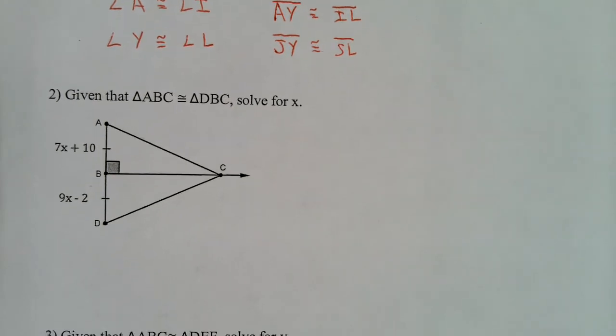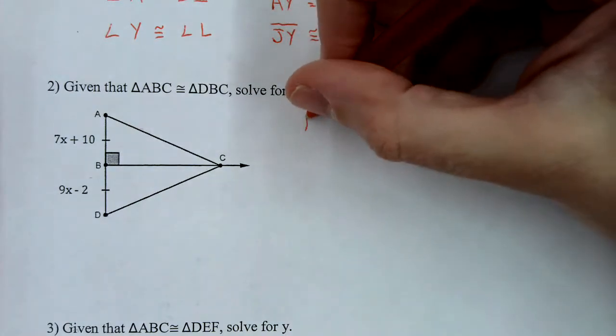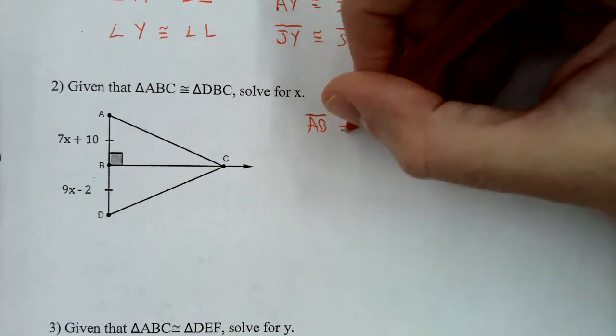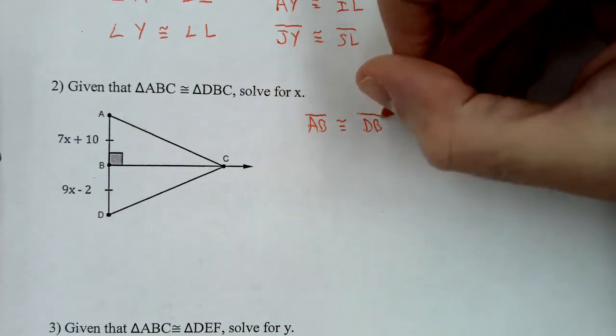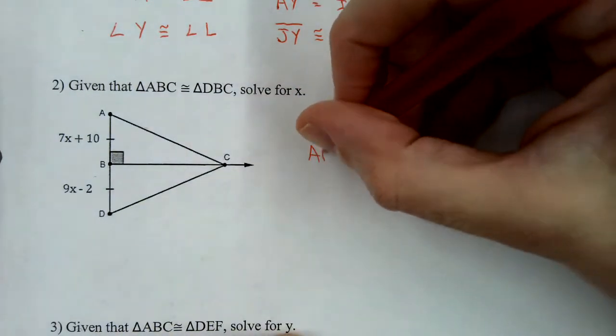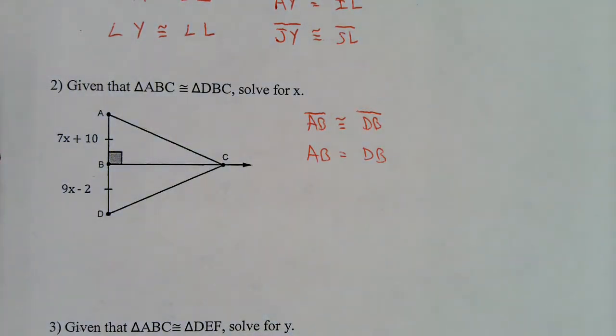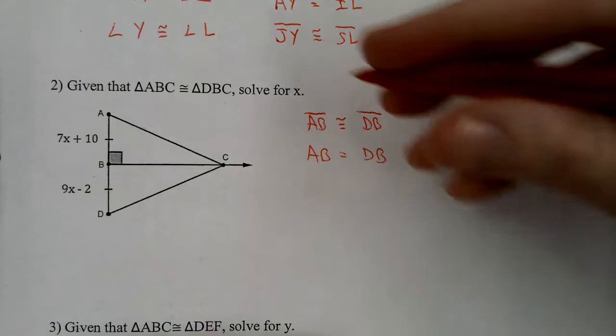Example 2: given that triangle ABC is congruent to triangle DBC, solve for x. So look at the order. AB, first and second, is congruent to DB, first and second, which means that they're equal. So I'll do 7x plus 10 equals 9x minus 2.